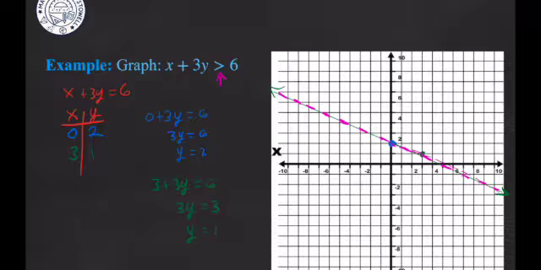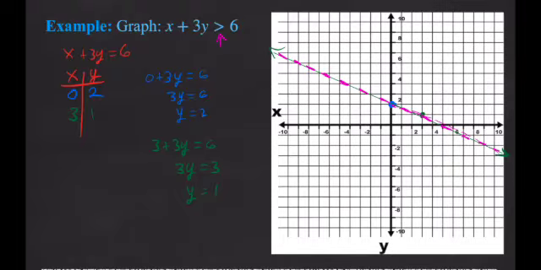Now the last part is we need to figure out which side to shade, because with inequalities, one side is bigger than the other, so we have multiple answers. Remember, since it's a dashed line, this line does not actually count as part of the answers to the inequality. In order to figure out which side to shade, we are going to choose one random point. This point has to be either above the line or below the line. It cannot be on the line.